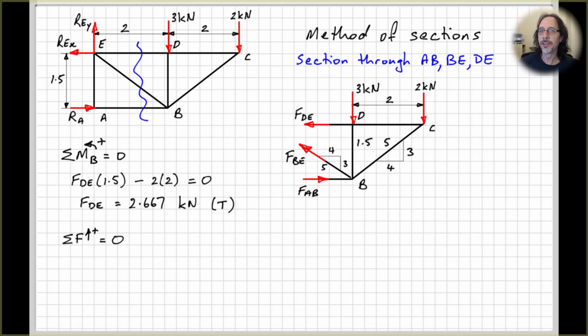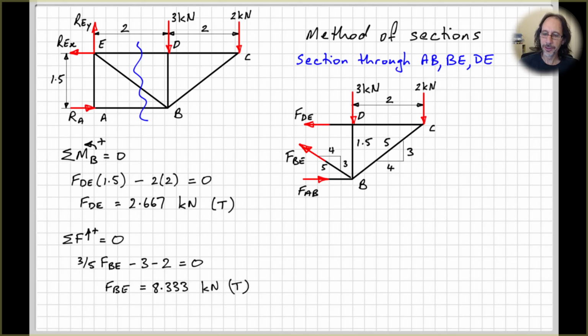Sum of the forces in the vertical direction equals 0. We can find FBE straight away. So using our 3, 4, 5 triangle, the vertical component of FBE will be 3/5 of FBE in the positive direction minus our 2 loads up here. All equal to 0. Rearrange the equation and solve for FBE.